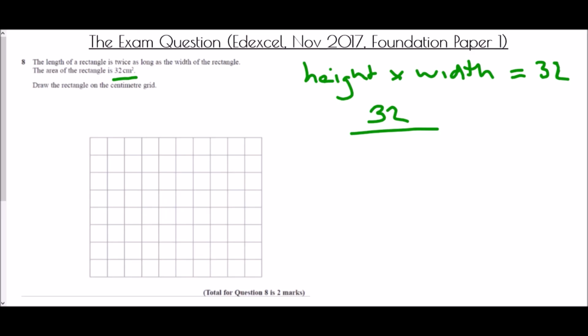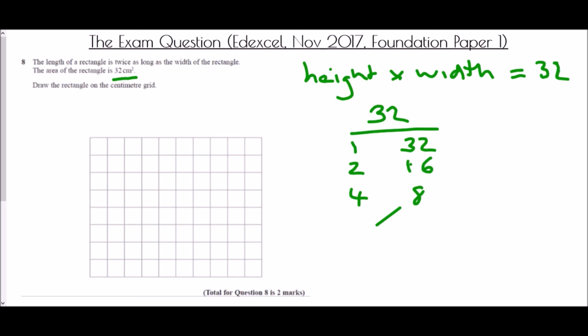And so we'll begin with 1. 1 would multiply with 32. 2 would multiply with 16. 3, well, that wouldn't fit into 32, so it doesn't work. 4 with 8. 5 doesn't go into 32. 6 doesn't go into 32. 7 doesn't go into 32. And 8, well, 8 we already have, so we've definitely got our full list of factors.